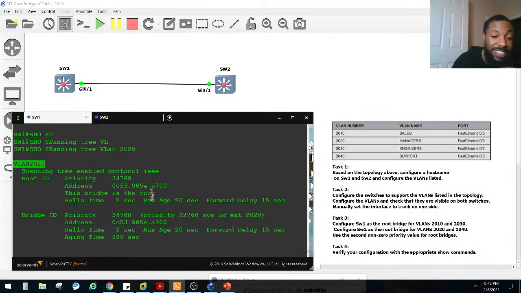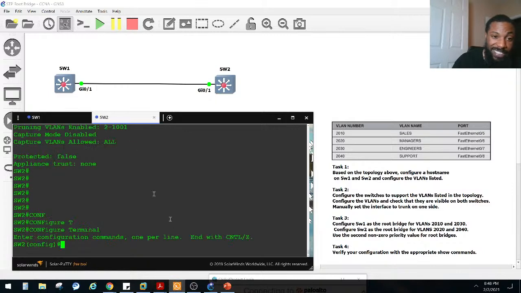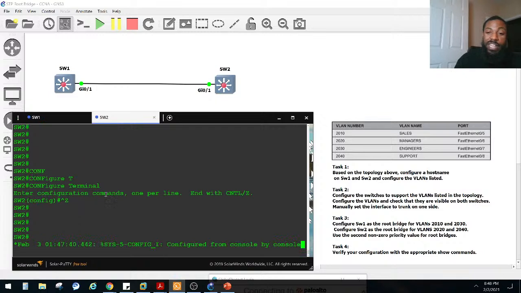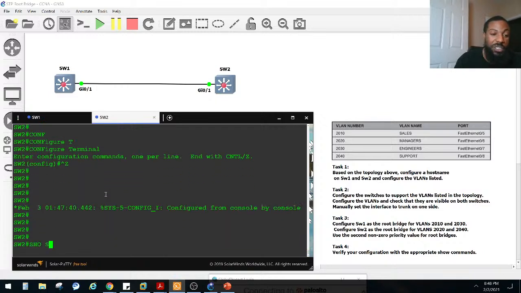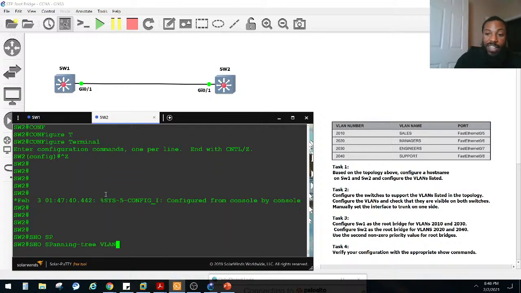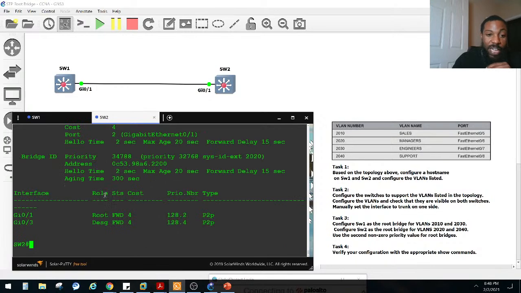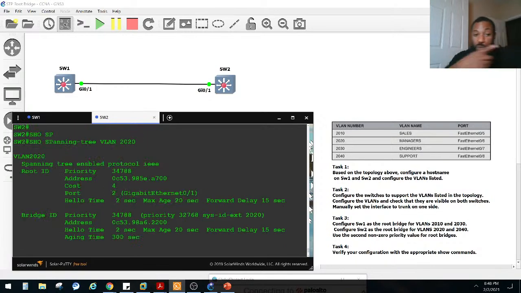Let's just see though, right? So here's his MAC address. Maybe that's a clue. His MAC address starts with 0C53. We go to the other switch, and let's see what he's showing for his VLANs. Let's just do show span VLAN 2020, right? Right there. So he is not the root. He's saying the other switch is the root.